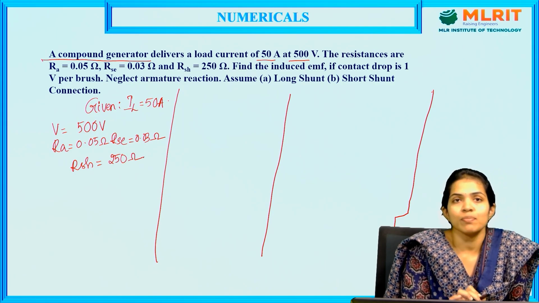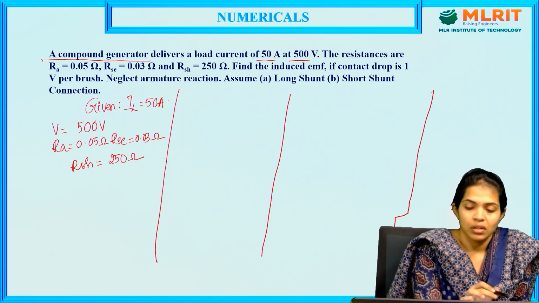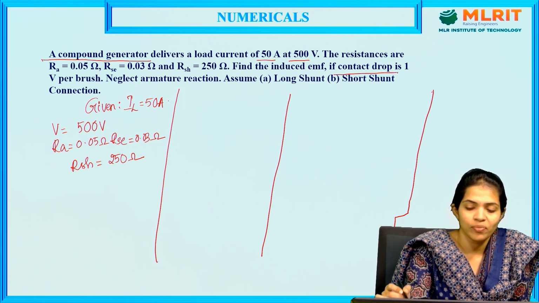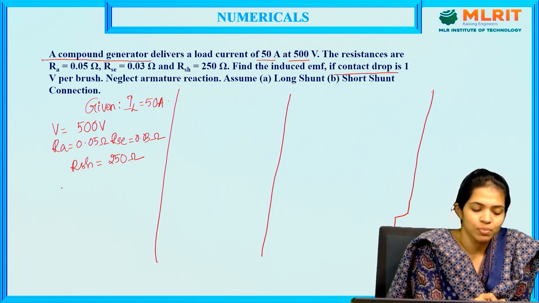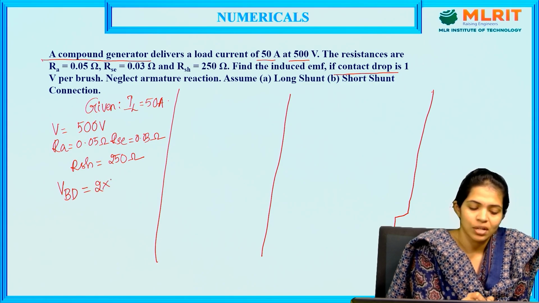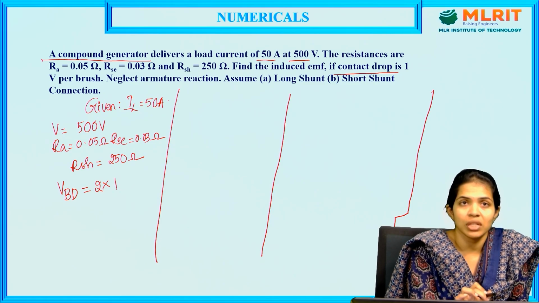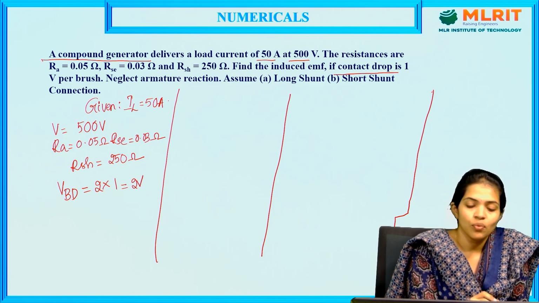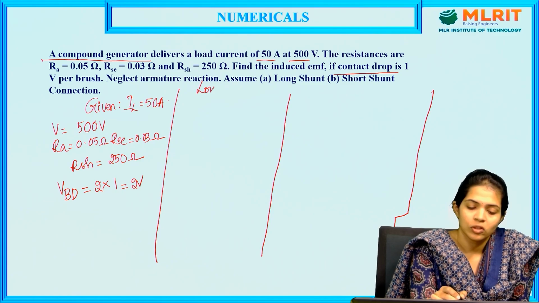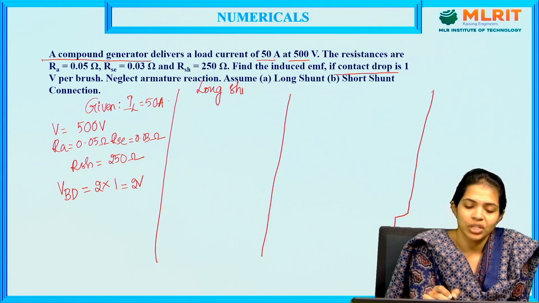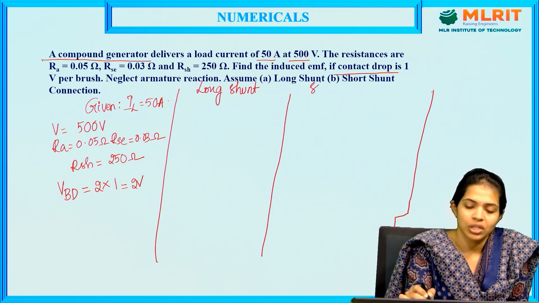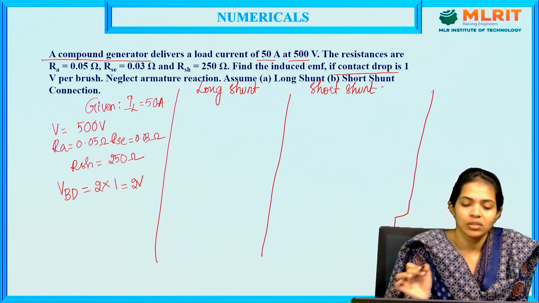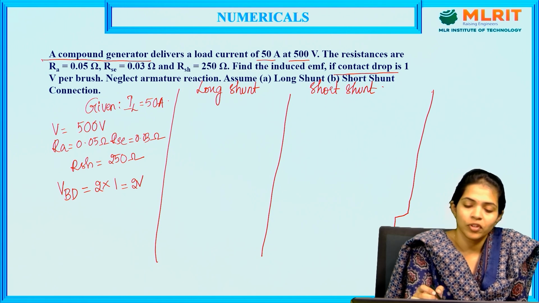So this is the respective given data in the question, and he has also given the contact drop for the brushes is 1 volt for each brush. So total brush drop can be taken as, there are 2 brushes attached to the commutator, so we will take it as 2 volts. So now we have to assume the generator as long shunt and short shunt, and write the respective equations and find out the induced EMF for both the cases.